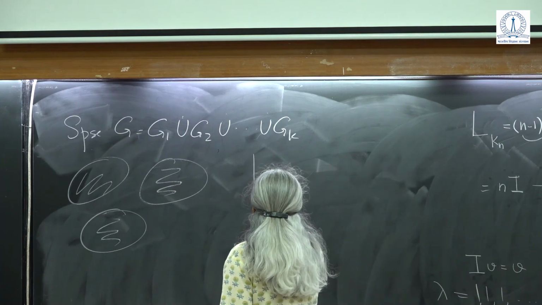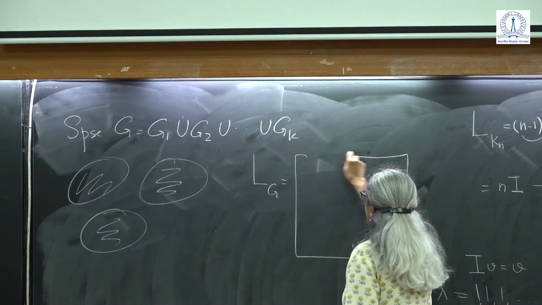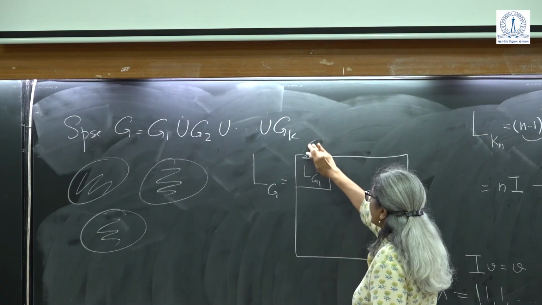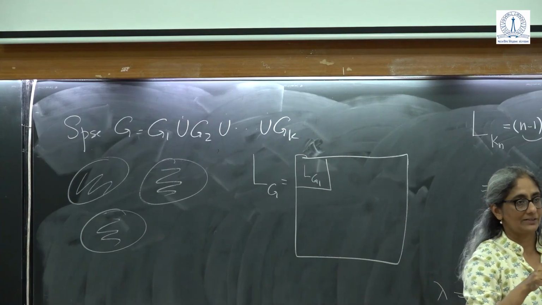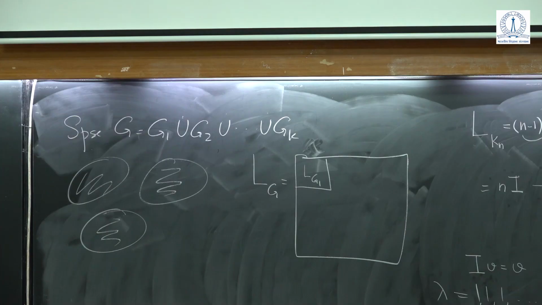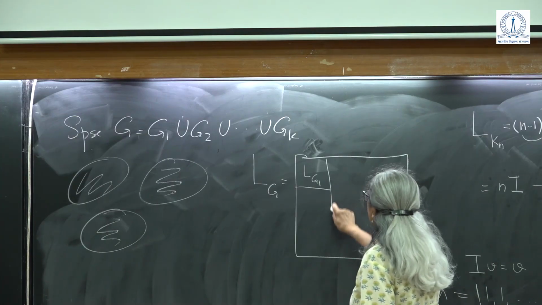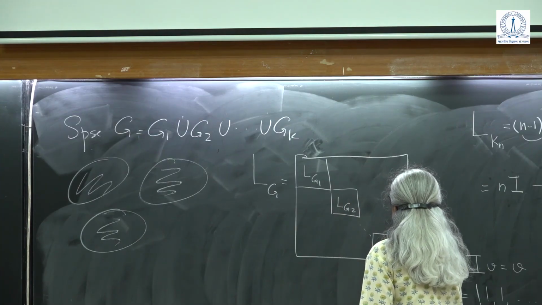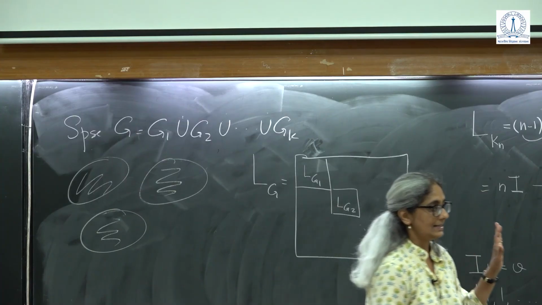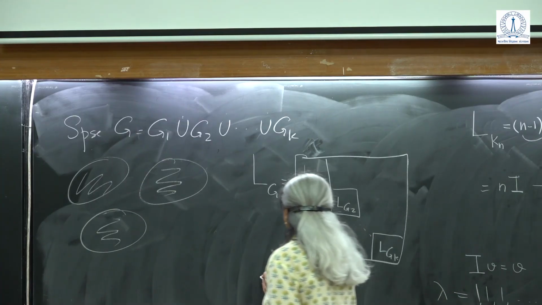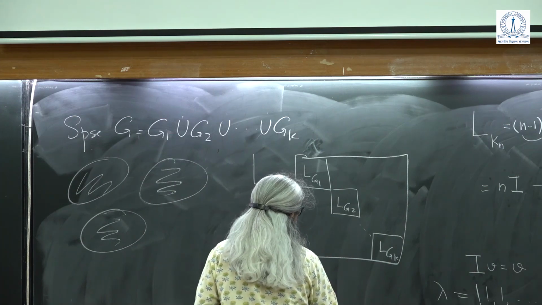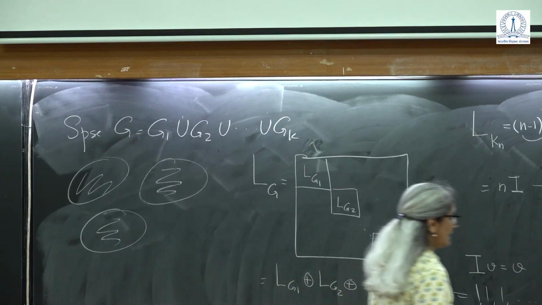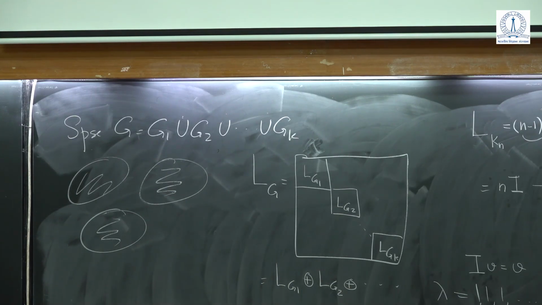Yeah, so the Laplacian of G is a square matrix. In this block, you will see the Laplacian of G1, if we arrange the vertices so that all the G1 vertices are first, then all the G2 vertices are second, and so on. Here we'll see the Laplacian of G2, all the way to the Laplacian of GK. Right? Everybody okay with this? So some people write this as a direct sum. So you write this as LG1 direct sum LG2 direct sum, like that. Maybe that's not so important. Anyway, it's this block diagonal thing.